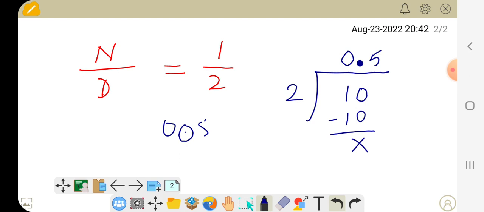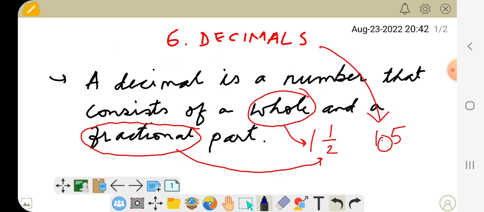Once again, about the definition of decimal. A decimal is a number that consists of a whole and a fractional part. Just pause the video and write the definition of decimals. We are going very thoroughly.